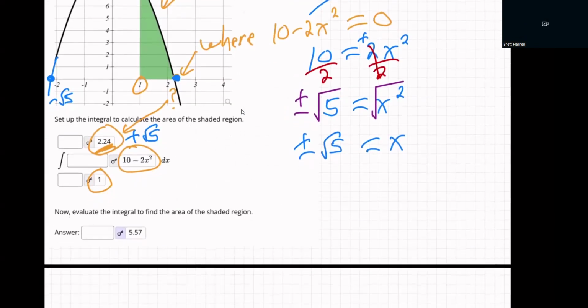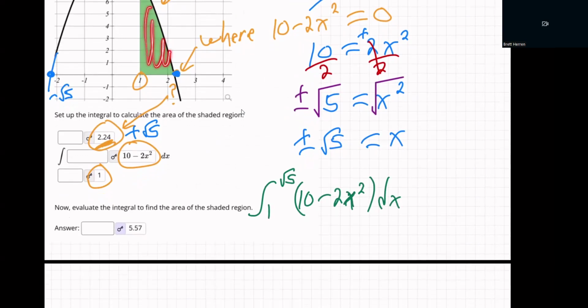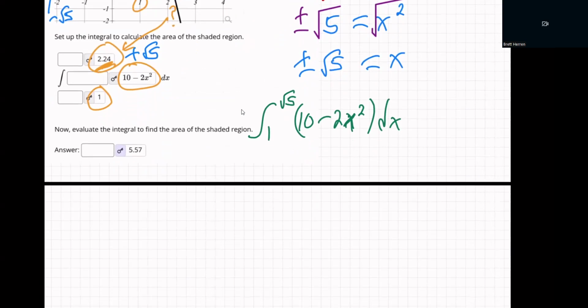So now we're going to do the integral from 1, and I'm just going to do root 5 instead of 2.24, of 10 minus 2x squared dx. Let's find that green shaded area right here by doing this integral. Okay, so how do we do that? Well, an integral means an antiderivative. So what's the antiderivative of that? 10x.